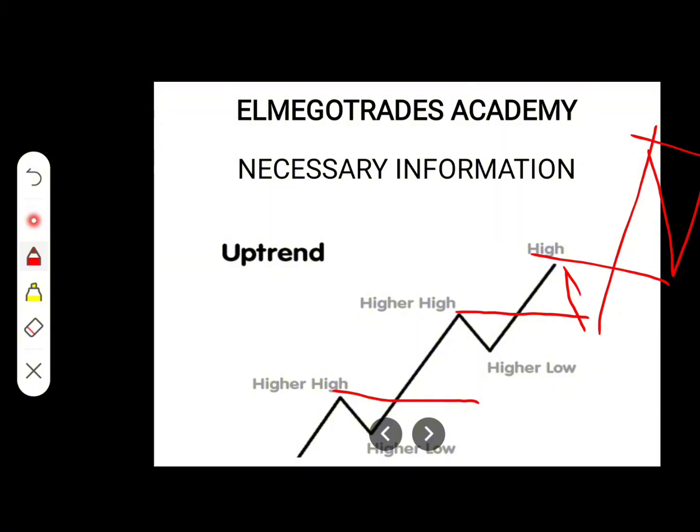So that's what the market is expected to be doing. So that's the progress the market makes. So that's to tell you that the market is making higher highs. I told you that in an uptrend, you buy low, you sell high.